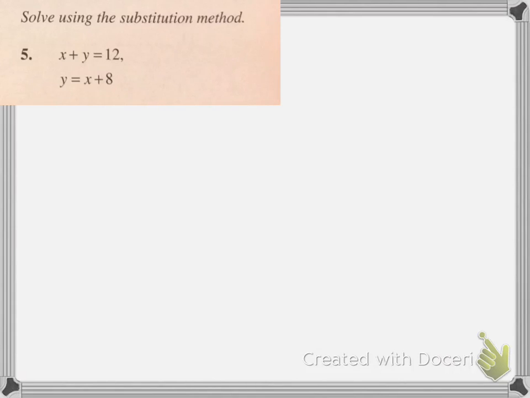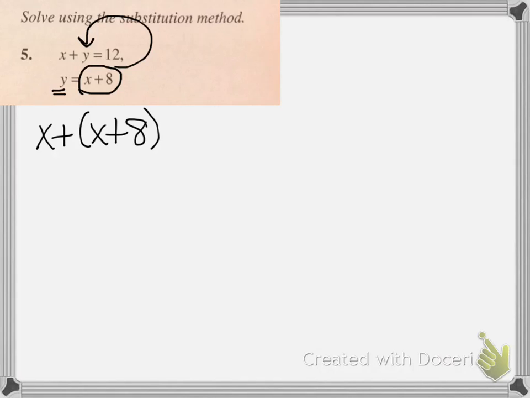So let's look at how the substitution method would work. When we're dealing with substitution, what we want is to see an isolated variable, an x or a y all by itself. If we have that, and if y equals x plus 8, that means wherever I see a y in my other equation, I can substitute. This is going to give me a brand new equation. So I have x, and instead of y, I'm going to replace that with x plus 8, equals 12.